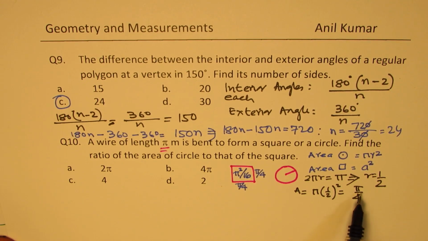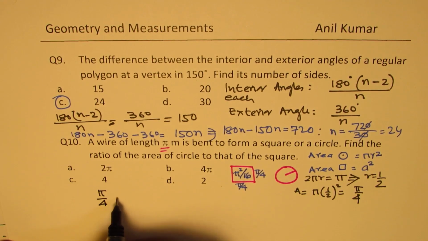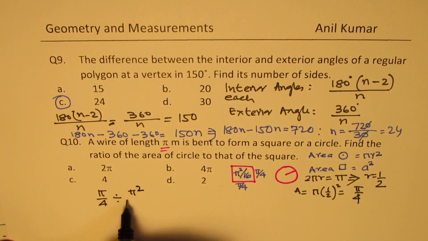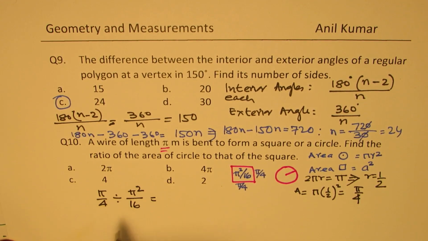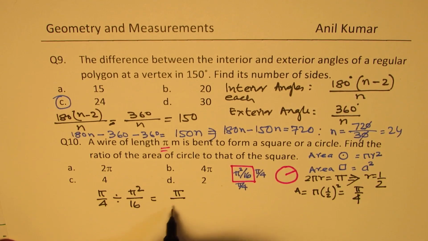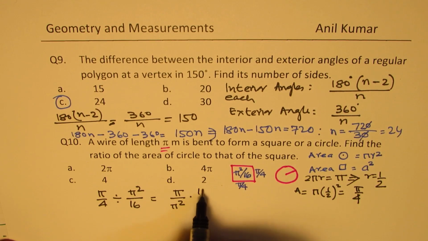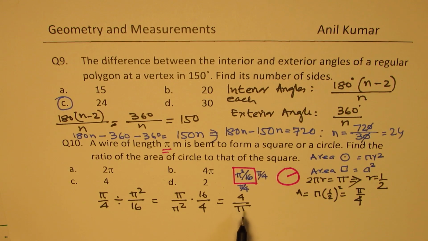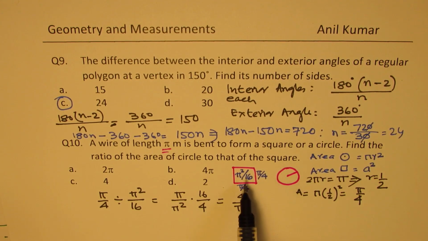We will divide this area of circle, pi by 4, by pi square by 16, right? So that gives you pi by pi square times 16 over 4, right? So that gives you 4 by pi, right? So 4 by pi is the right answer. So the ratio of area of circle to that of a square is 4 over pi.